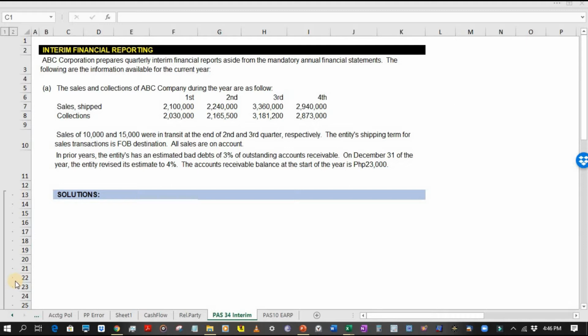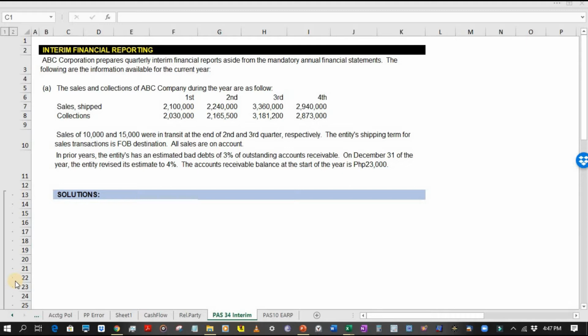As we have discussed a while ago, the concepts and principles behind the recognition of revenue for interim reporting are also the principles and concepts that we are using when we prepare the annual financial statements. Basically, there are no differences when it comes to revenue recognition for interim reporting and annual reporting. So let us start with sales. The sales and collections of ABC Company during the year are as follows.